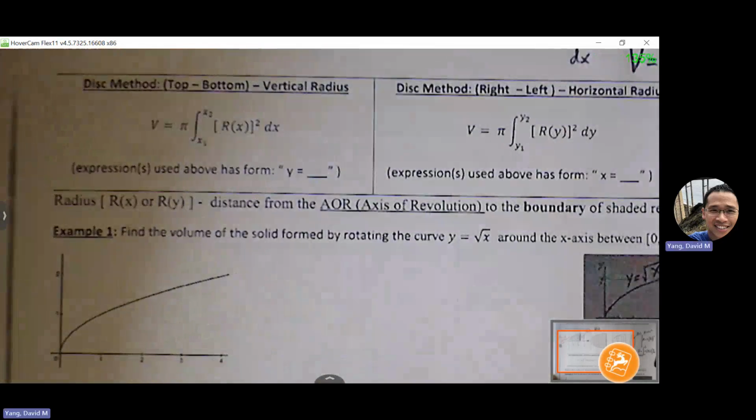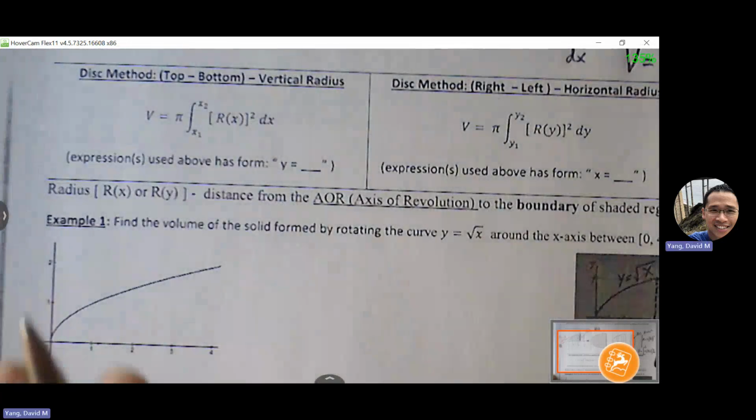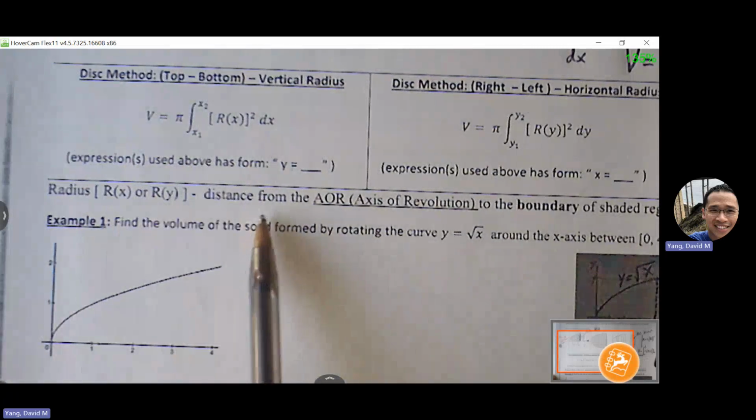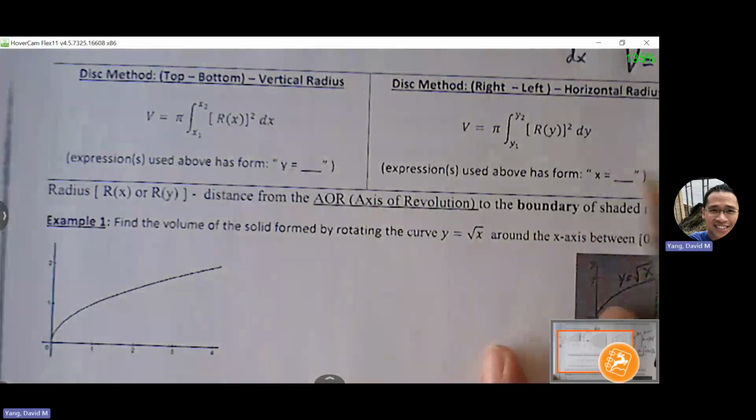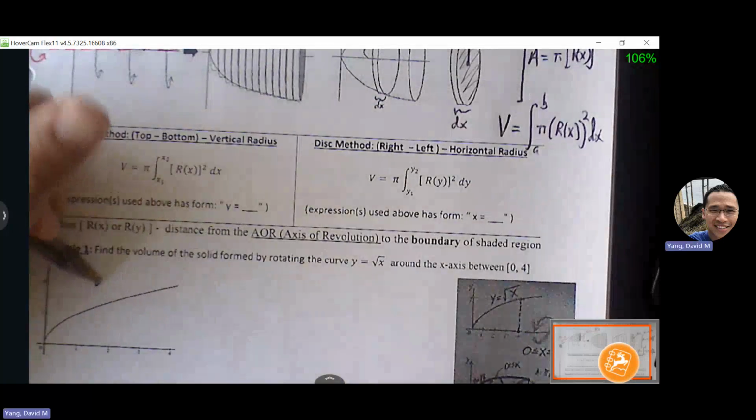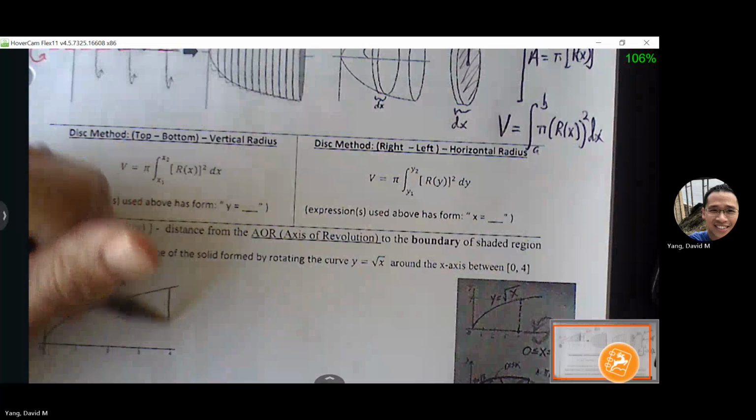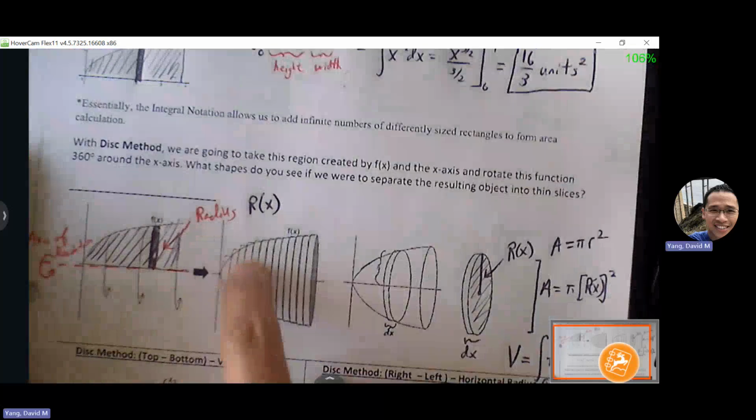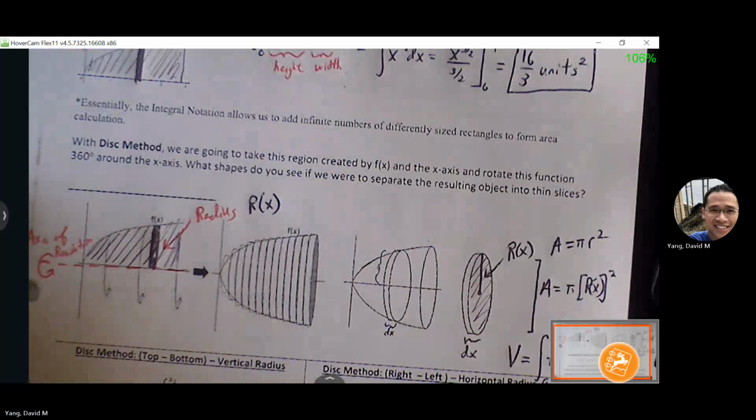So let me do some definitions here. We'll do this example again from scratch with the root x. Radius, r of x or r of y, is the distance from the axis of revolution to the boundary of the shaded region. That's going to be your top minus bottom expression. Okay, so now example 1, let's find the volume of the solid formed by rotating the curve y equals root x around the x-axis between 0 and 4. So we're going back to that y equals root x, but now we're going to actually find the volume of this particular object.